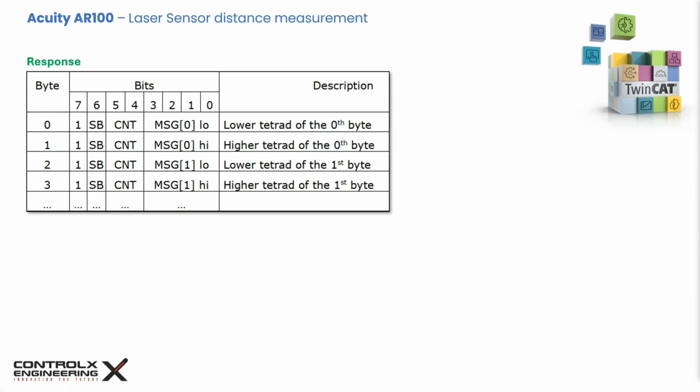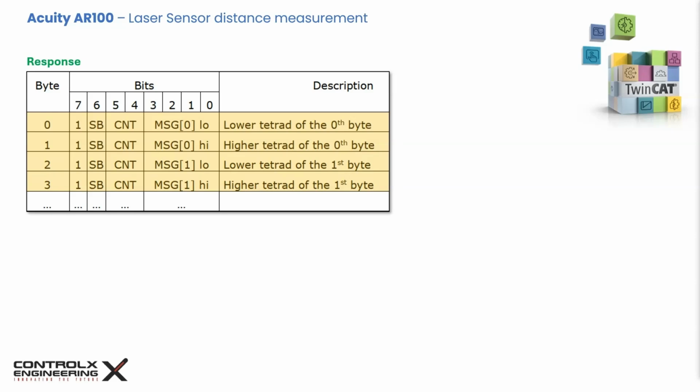Lastly, let's look at the format of the response from the sensor when we request a distance measurement. According to this table from the sensor documentation, the response is 2 message bytes encoded in 4 bytes. Byte 0 contains the lower tetrad of the 0th byte of the message. Byte 1 contains the higher tetrad of the 0th byte of the message, and so on for the first byte of the message. Also note that the most significant bit of each byte is a 1, and the actual message is contained in the lower nibble, or bits 0 to 3.